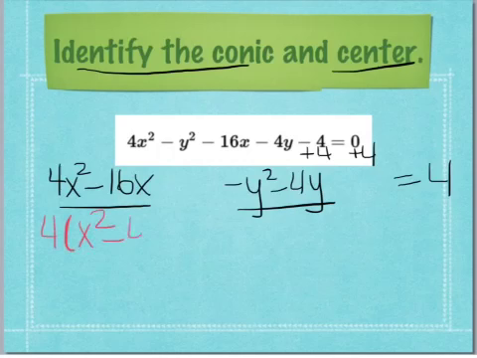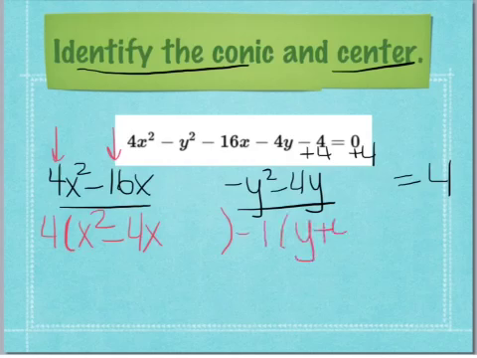Remember, dividing 4 by 4 and dividing 16 by 4. And I do the same thing with the y's, taking out a negative 1. And then we get y squared plus 4y equals 4. And now I can complete the square.